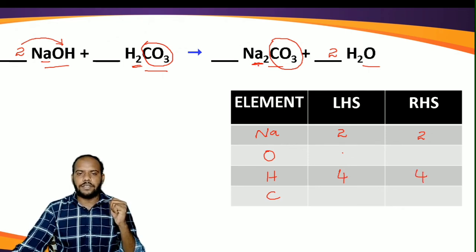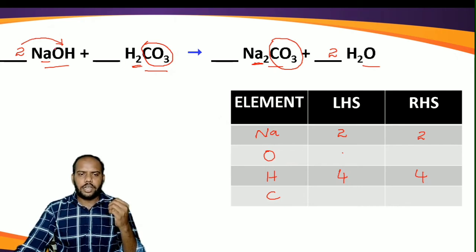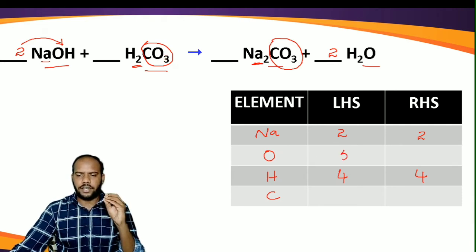Now we can look at the oxygen. How many oxygen are present here? Look at them. Here two oxygen, and here also two oxygen. Already I have said this carbonate we did not touch. Now we can count the carbonate also. Here total how many oxygen? Two oxygen. Here three oxygen. Two plus three, five oxygen. So the left hand side has five oxygen. Right hand side: here two oxygen, here three oxygen. Two plus three, five oxygen.